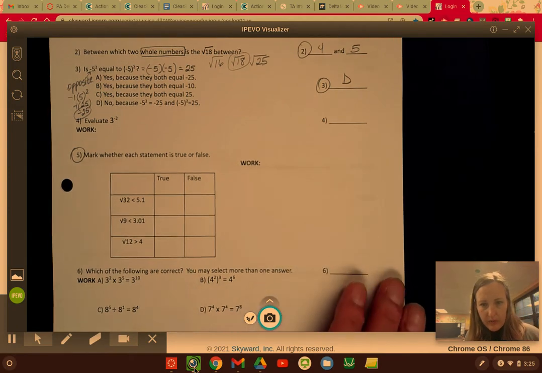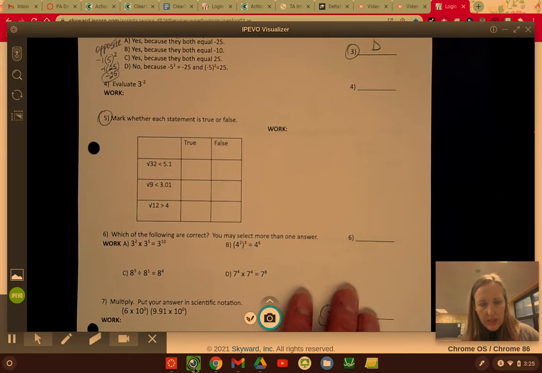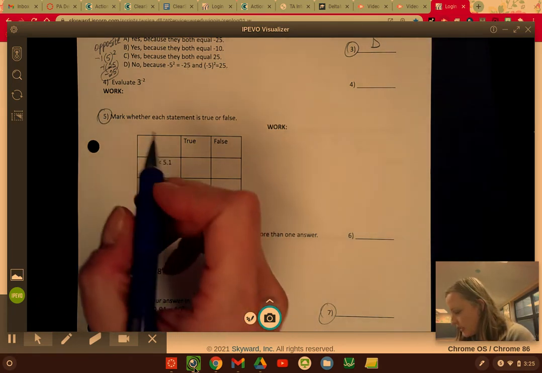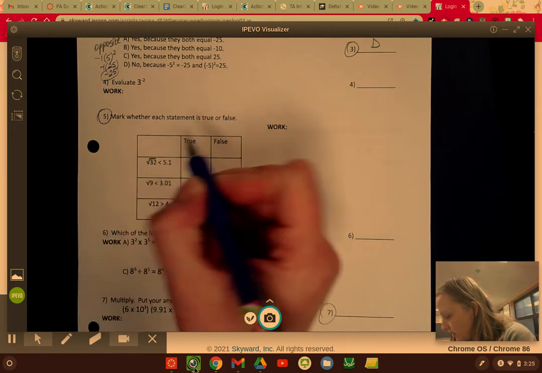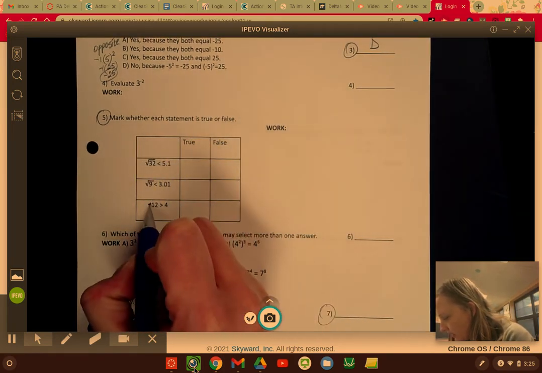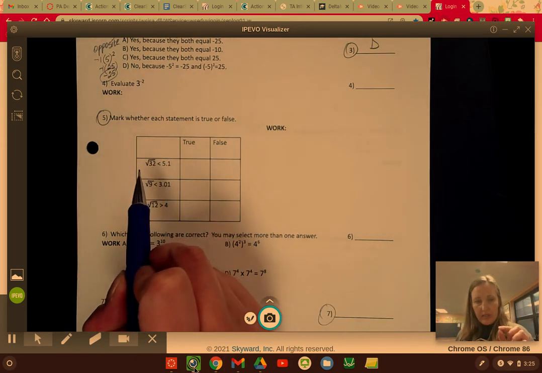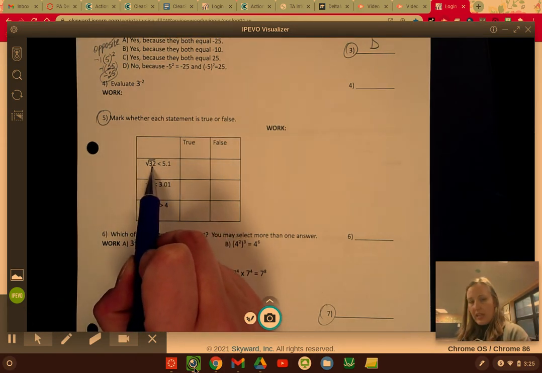Let's do number 5. It says mark whether each statement is true or false. This is one of those iLearnish, ClearSight-ish type questions that they like to give. This again says the square root of 32, the square root of 9, and the square root of 12. As a reminder, square root means we want to find some number times itself that equals that number.